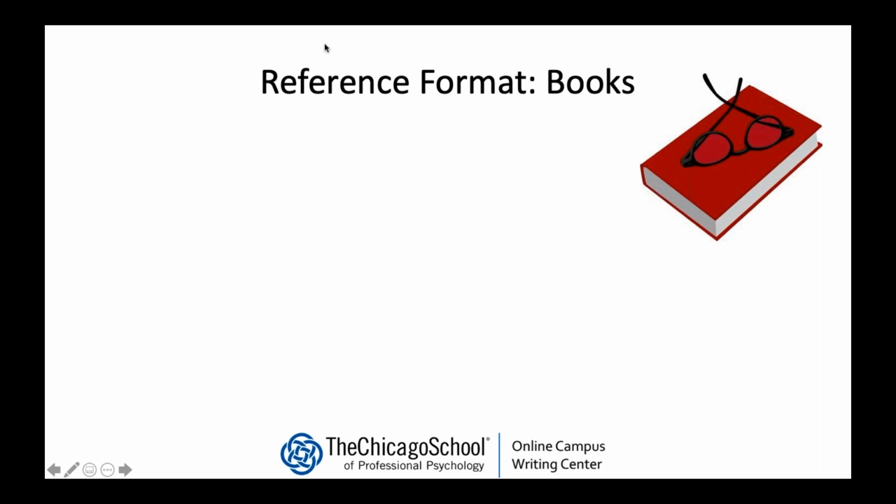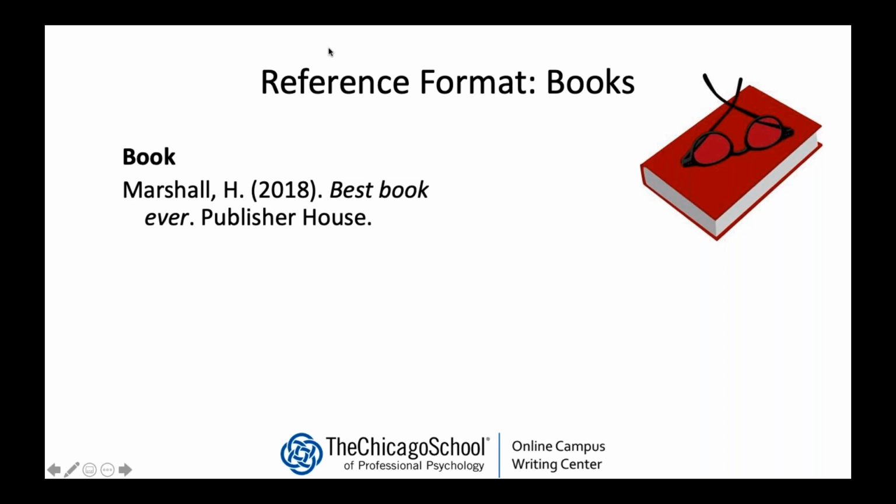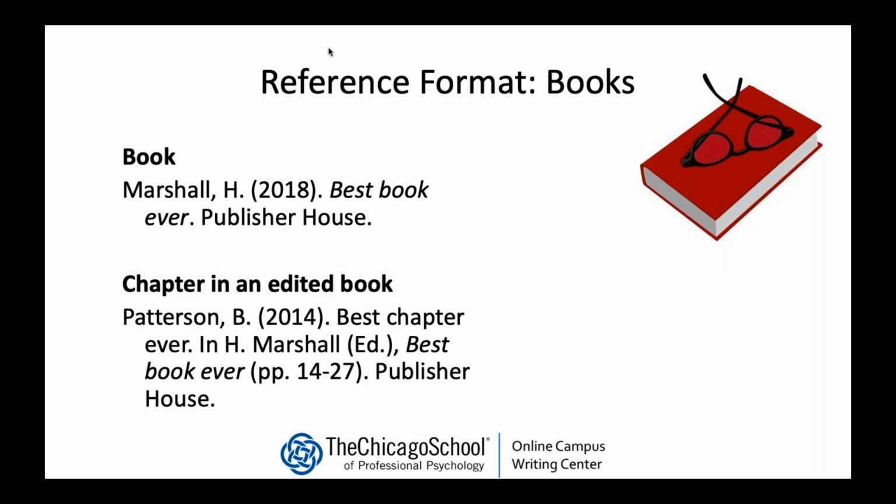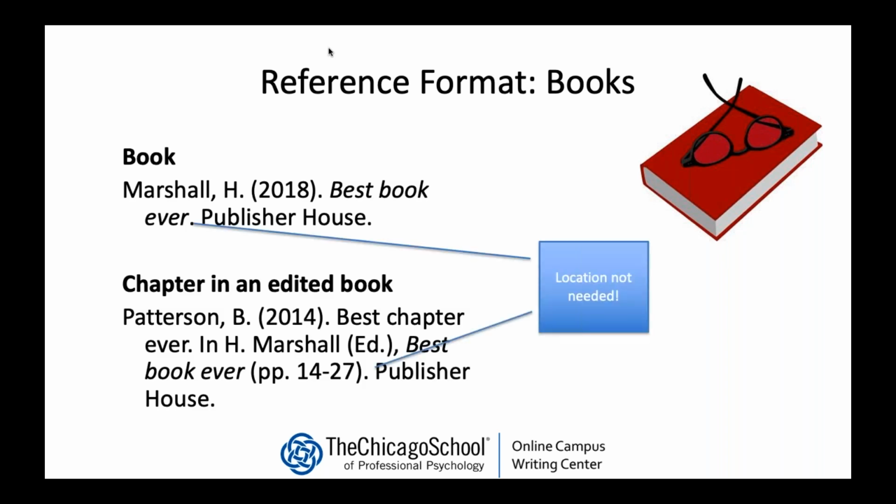Okay, so reference formats of books. Here are some main changes. No longer do you need to use the location before the publishing house. So what that means is if your source was published in New York by Sage, you're only going to say Sage. So we no longer have to deal with that location that comes before the publishing house. Otherwise, everything in your book citations is going to stay the same. Just remove the location.